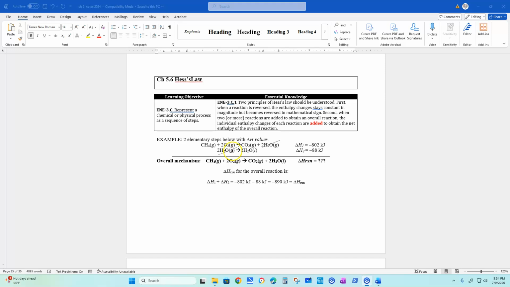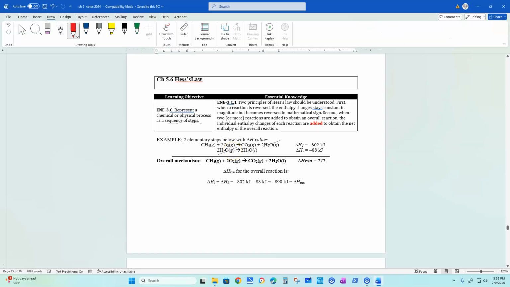Welcome back, AP. 5.6 Hess's Law is probably one of my favorite laws. It's super easy and kind of cool. It's like a little puzzle into it. So the learning objective is 3.C, represent a chemical and physical process in a series of steps.